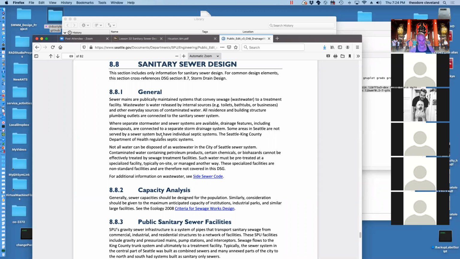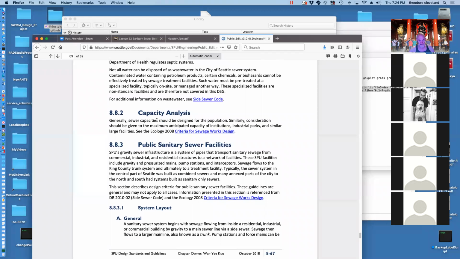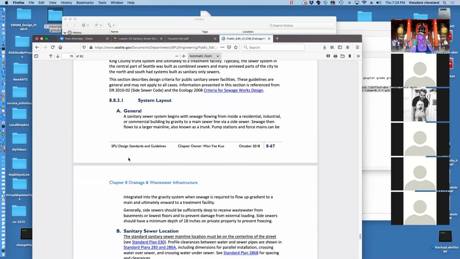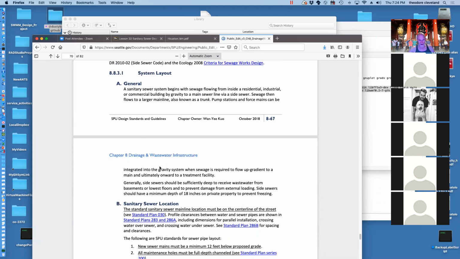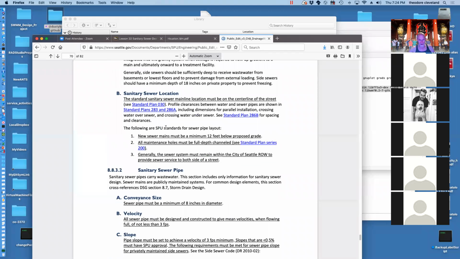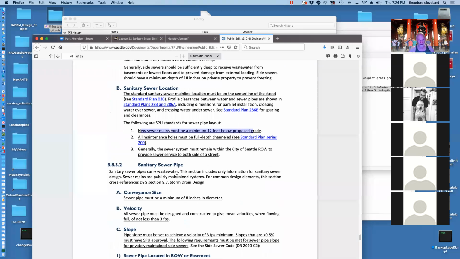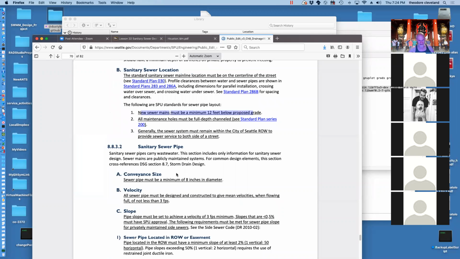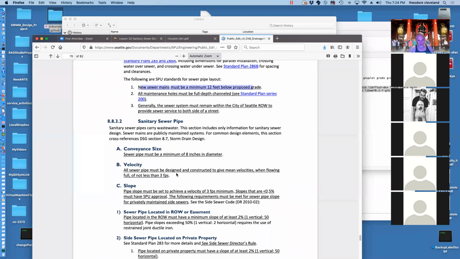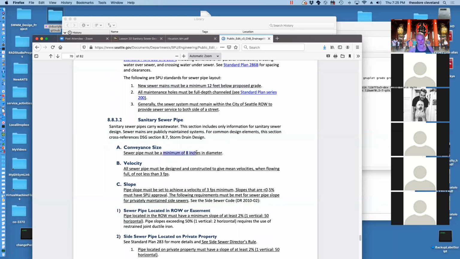It discusses the point of a design, the capacity analysis. So they use population-based system layout. Sewer mains are a burial depth of 12 feet, and somewhere later on it's going to discuss what the laterals or the service mains are. Sewer pipe minimum 8 inches.